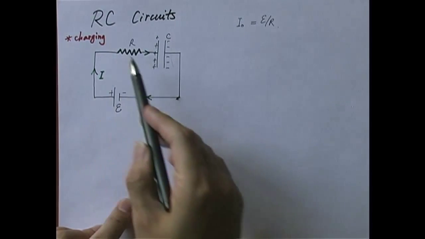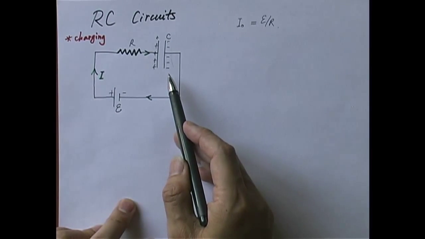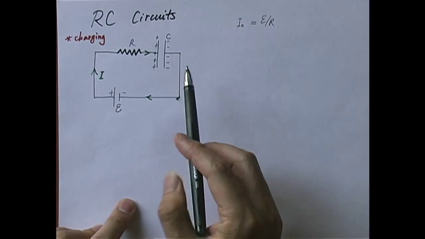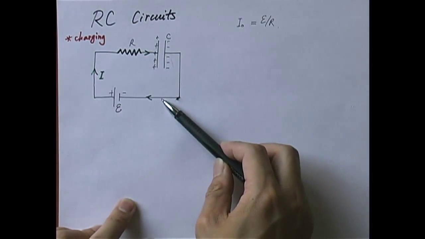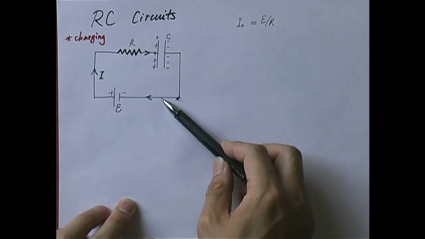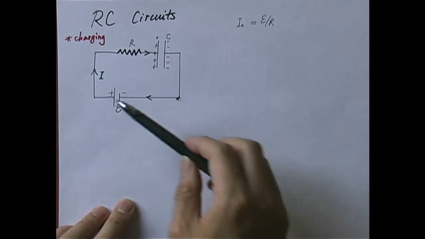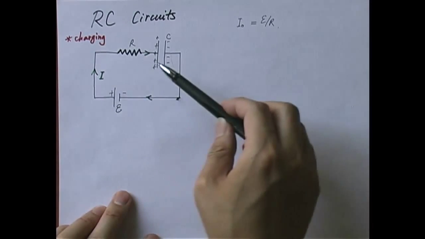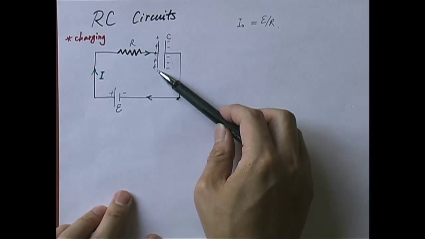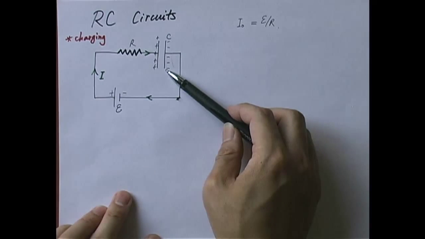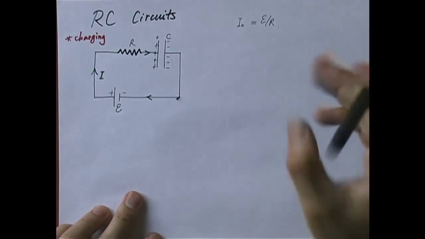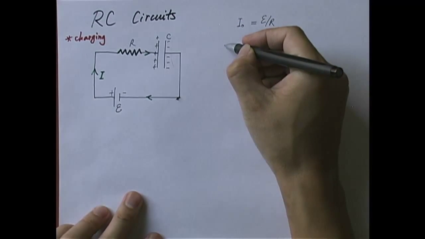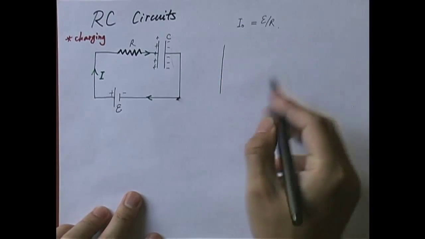This is what's called a charging circuit. In this process, the current keeps on flowing this way, but the magnitude of that current diminishes over time. Eventually, the current will stop, will reach 0, and there are a lot of charges on this plate and that plate. We say the charging process is complete, and the capacitor is said to be fully charged. That is the qualitative description.